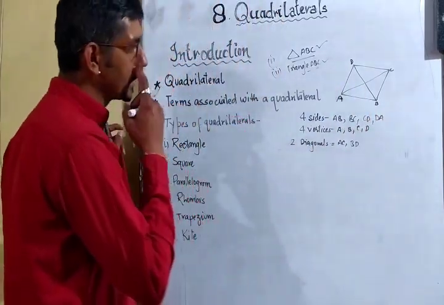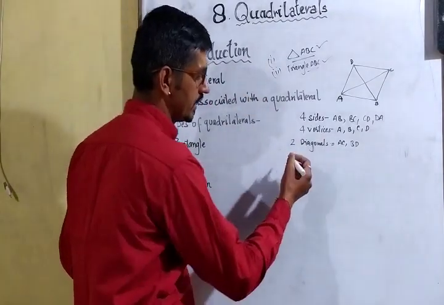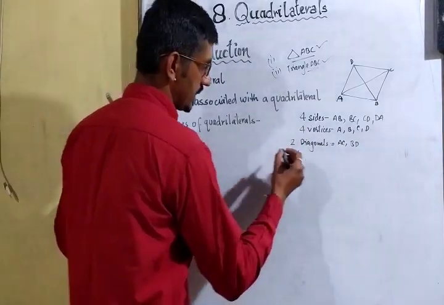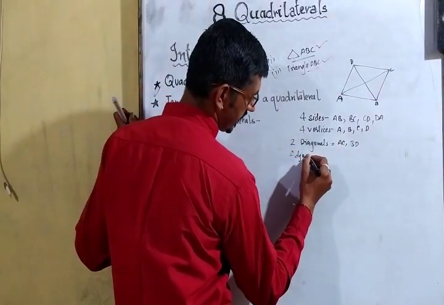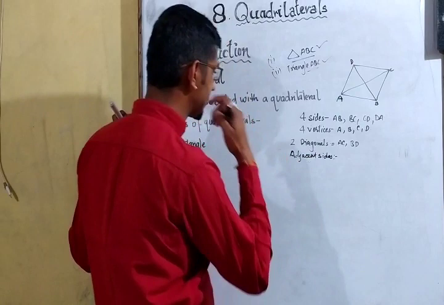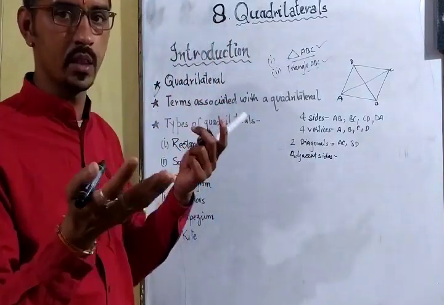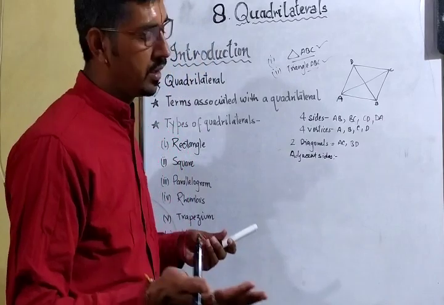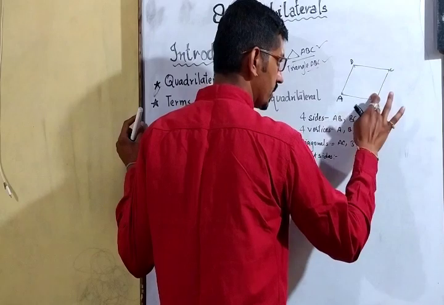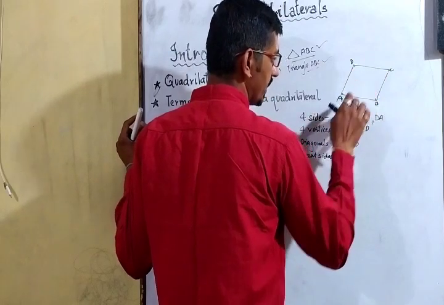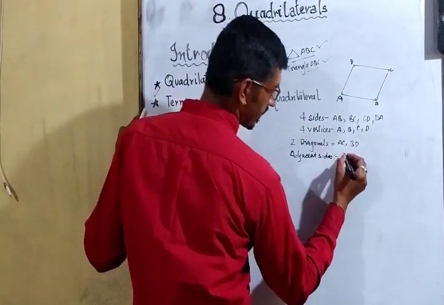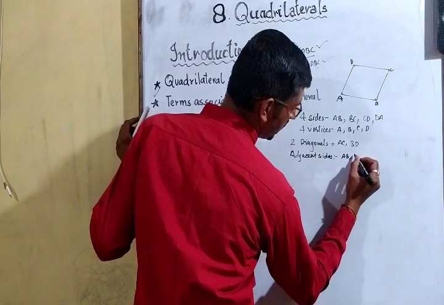Okay, now another term, adjacent sides. What are adjacent sides? Two line segments having a common vertex. दो लाइन सेगमेंट जिनका वर्टेक्स कॉमन होगा, that will be known as adjacent sides. Now what are adjacent sides here? You can write the adjacent sides like this. AB and AD have a common vertex A. So here you can write AB, comma, AD.